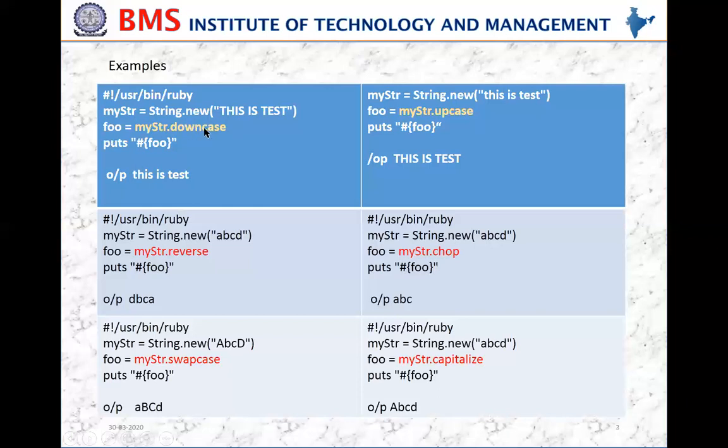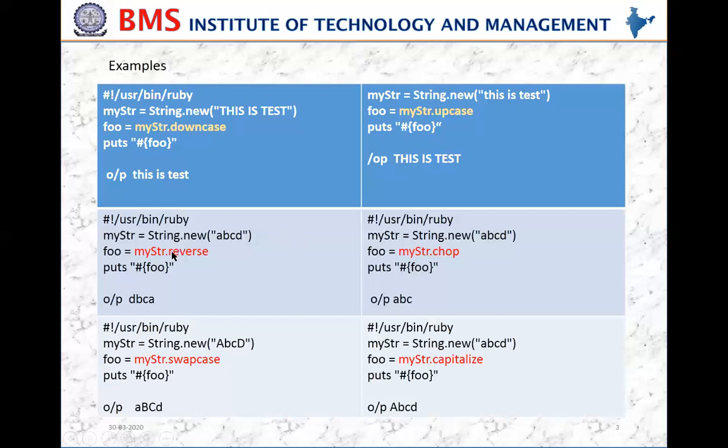That is mystr dot downcase, and I'm using puts to display the conversion of this capitalized text to small case letters. You can see the output, this is test, the downcase. Similarly, if you go to the upcase method, we have this is test in small case letters. This is converted to capital letters, THIS IS TEST. You can see small case letters are converted into big case.